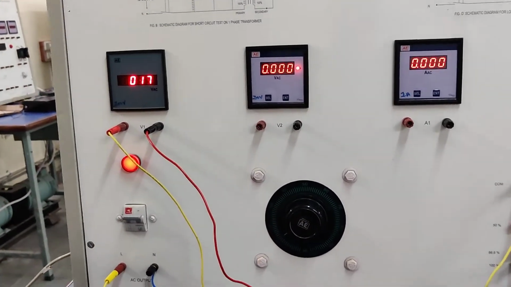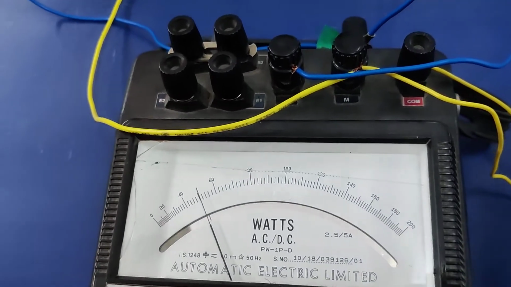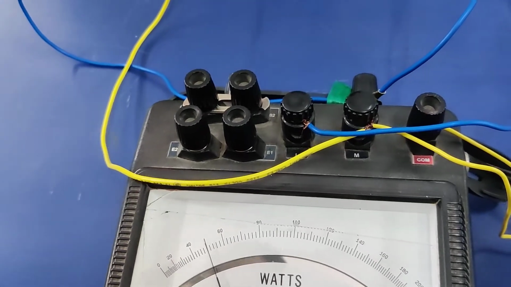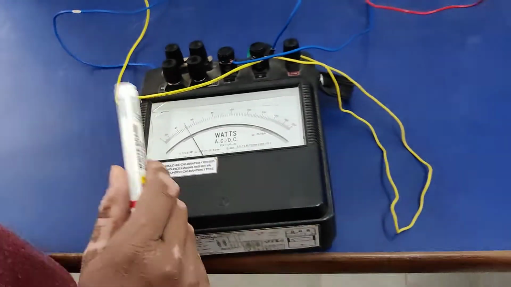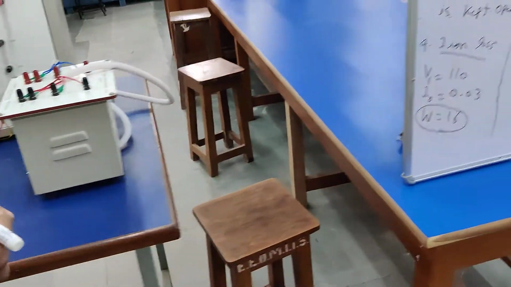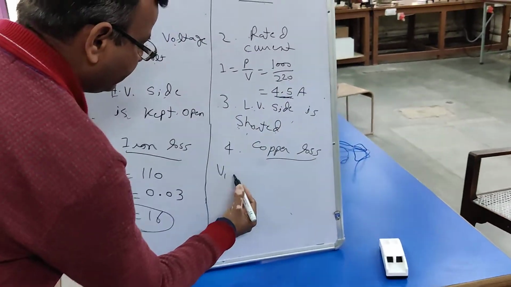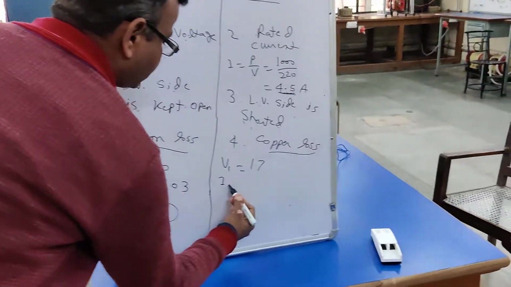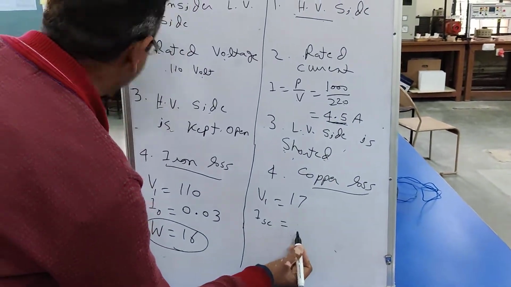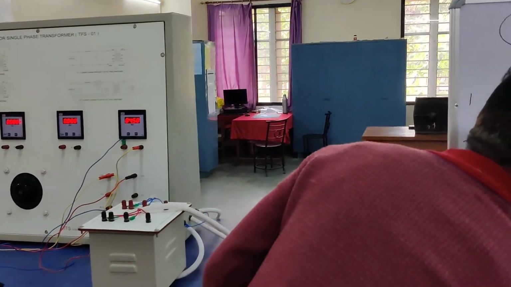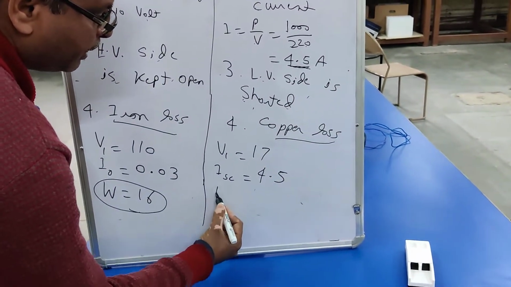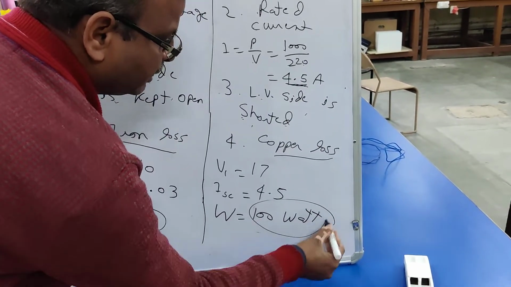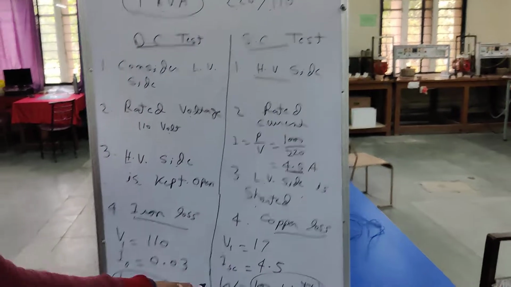17 volt, and the power is 50. Yes, power is 50, and with the multiplying factor 2 it means 100. So the short circuit voltage V1 is 17 volt, short circuit current ISC is 4.5 ampere, and power is 100 watts. So this 100 watt is the value of copper loss in the transformer.